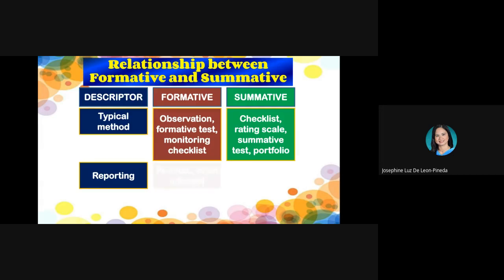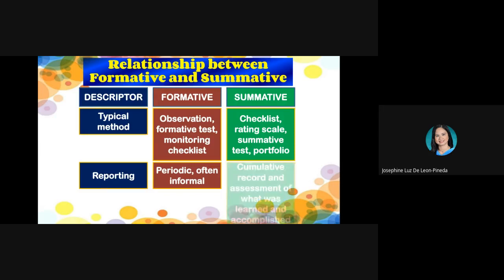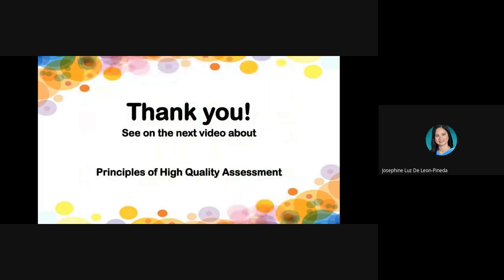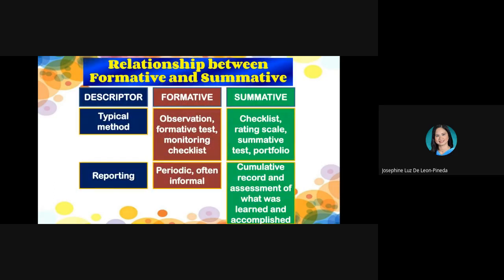Then, when do we report it? So, ang sa formative, periodic, and it's often informal. Parang last time, informal yung pagkakasabi ko regarding dun sa result ng mga tanong natin kung nasasagot ninyo or hindi. Informal yon. While yung summative, formal kasi kailangan mo ng record, cumulative record and assessment of what was learned and accomplished. Ito na yung mga sinusulat natin sa card, sa ating class record. No? So, yun yung relationship between formative and summative assessment.